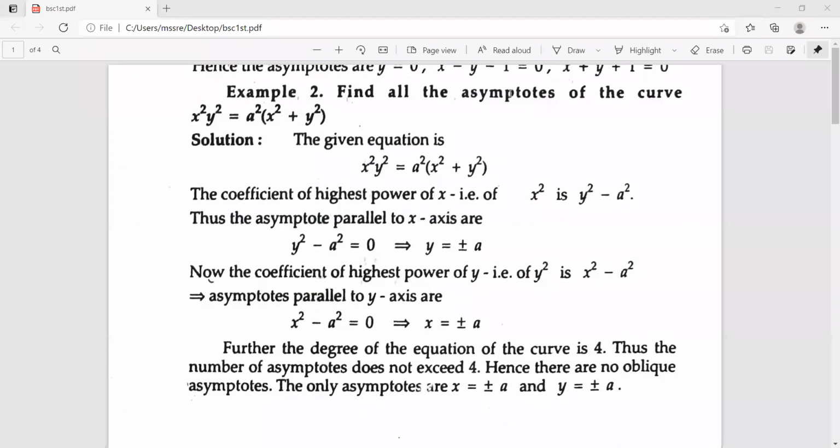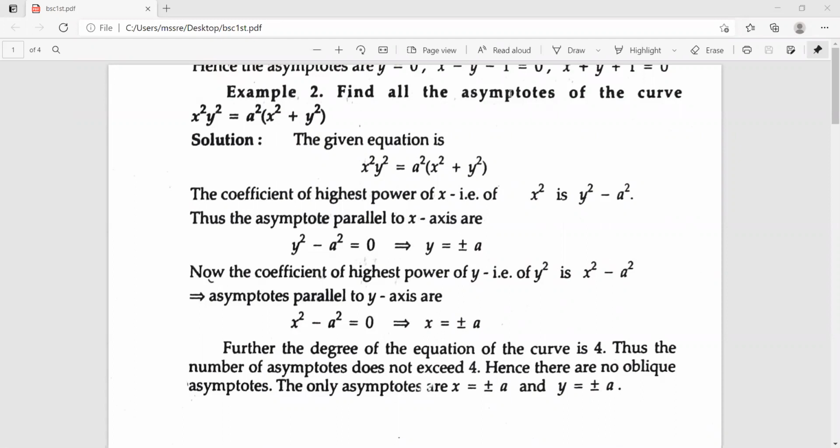Similarly, we have to find the asymptotes parallel to the y-axis. For that, you have to equate the coefficient of the highest power of y. Here, the highest power of y is y squared. There are two terms containing y squared: one is x squared y squared and another is a squared y squared on the right hand side. Group those two terms, and the coefficient is x squared minus a squared. So the coefficient of the highest power of y, that is y squared, is x squared minus a squared.